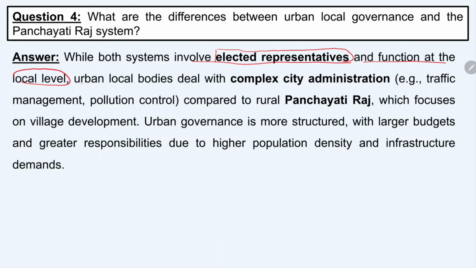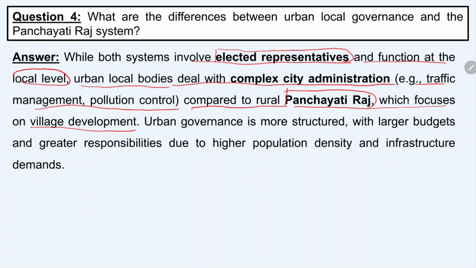But what is the difference here? Urban local bodies deal with complex city administration, for example, traffic management and pollution control. These are only some of the things mentioned here. Apart from this, they have so many others also. Compared to the rural Panchayati Raj, which focuses on village development. In the case of Panchayati Raj, they will be focusing only on village development. But in the case of urban local bodies, they have to deal with the whole of the state, isn't it?